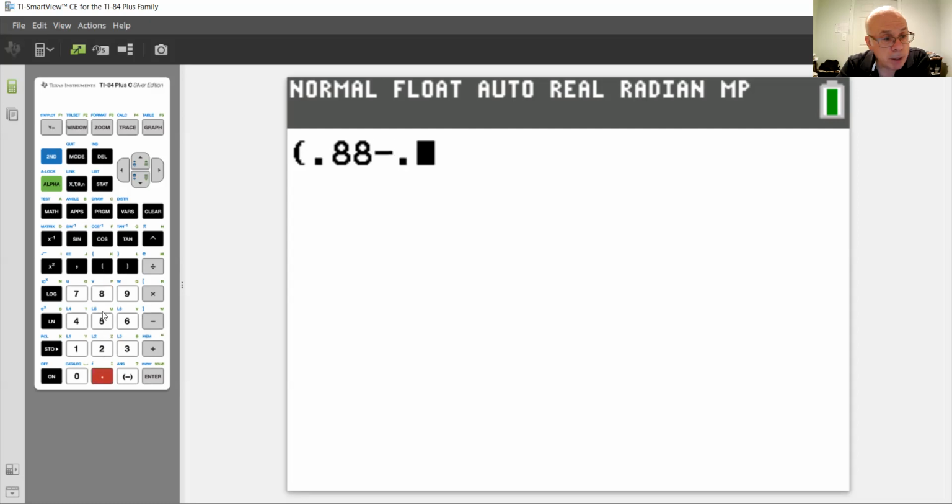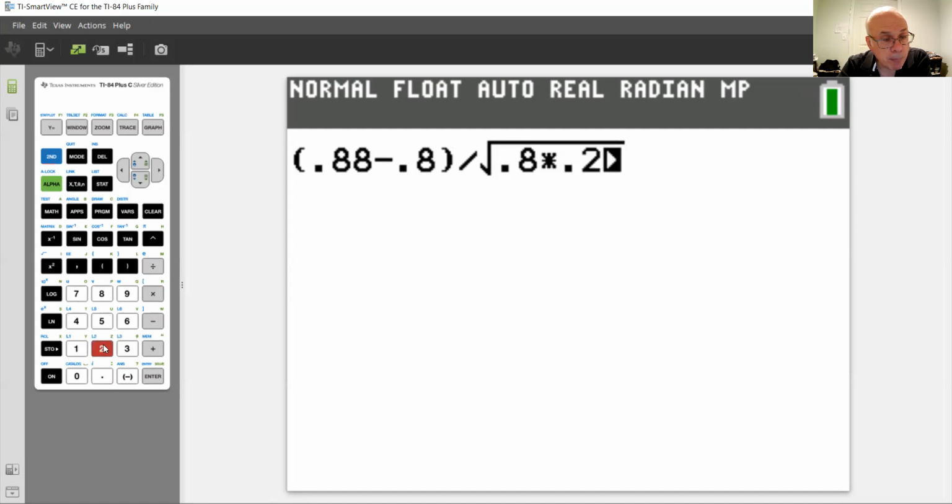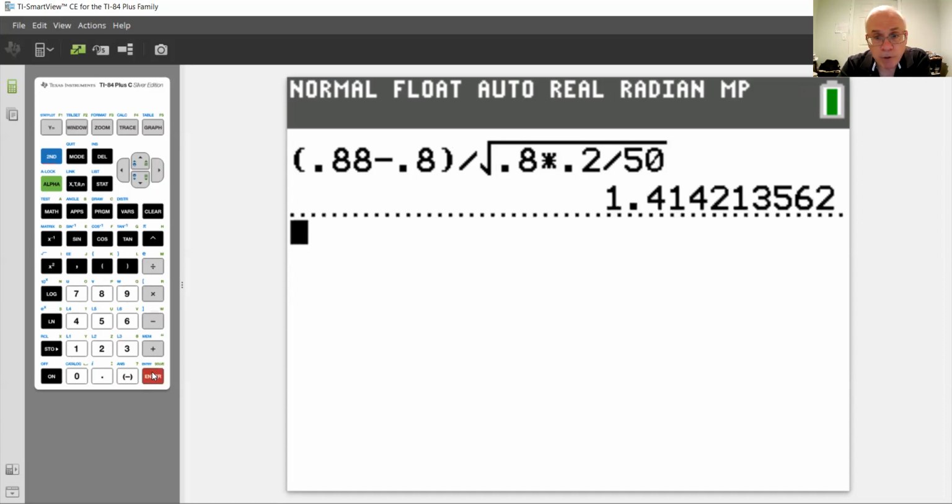And then p, the hypothesized proportion, is 0.8. Divide by, and then we do the square root of p, which is 0.8, times 1 minus p, which is 0.2, divided by the sample size, which is 50. And the answer is 1.414. But again, we don't need to round it or anything. We're just going to store that now into alpha A.